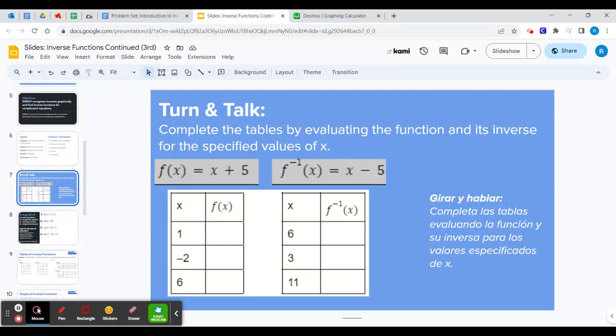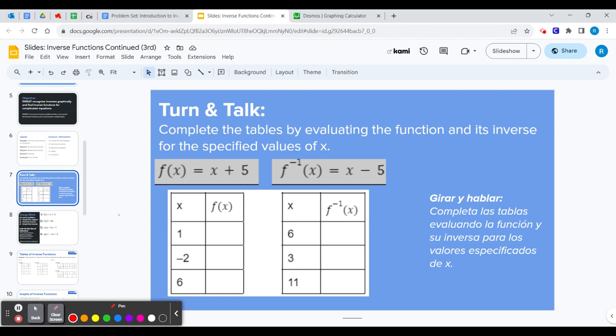So yesterday we worked on finding inverse functions. Today we're going to build off of that and explore more about what inverse functions are and what they do. So starting off with a quick turn and talk, I'm asking you to complete the tables by evaluating the function and its inverse for the specified value of x. This is before our notes, just a classroom activity to set it up.